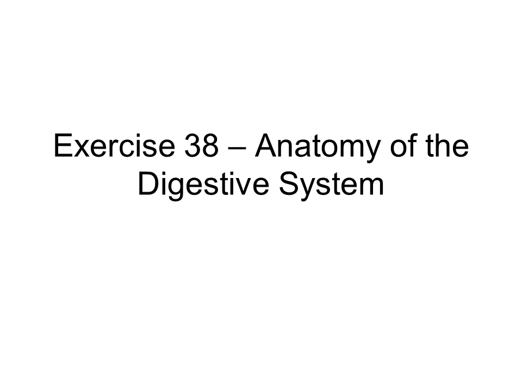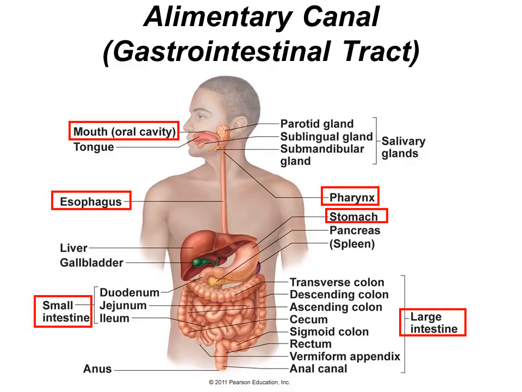This is exercise 38, which deals with the digestive system. So we're going to briefly go over the anatomy of it. The digestive system is also known as the gastrointestinal tract or alimentary canal. This is showing the major features of it, starting at the mouth with the oral cavity, which contains the tongue in it. What is boxed in red are the major organs for the digestive system.